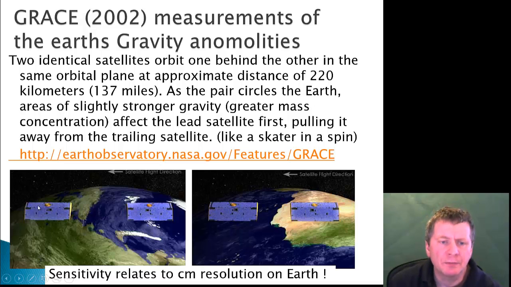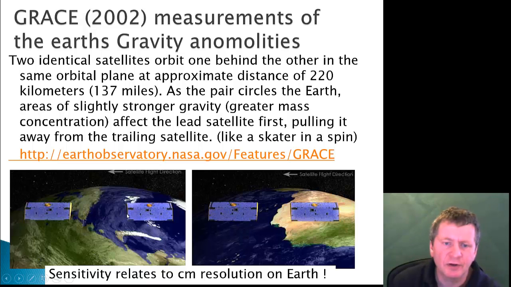When the lead satellite goes over a section of the Earth that has a higher gravitational pull, it will pull this satellite down a little bit and cause it to speed up, much like it would if you were a skater starting a spin. As you bring your arms in, your spin is faster. So if we bring this satellite closer to the Earth, it's going to speed up. And when it speeds up, it gets further away from the satellite behind it.